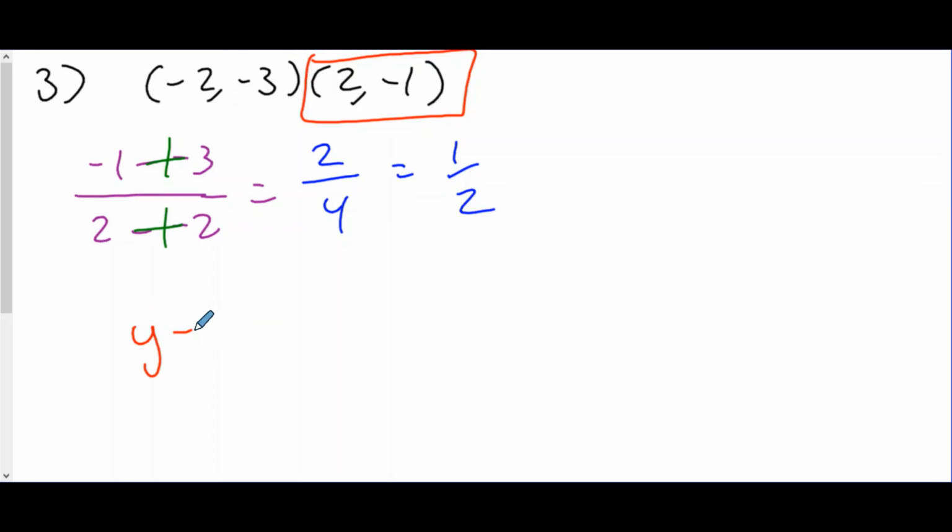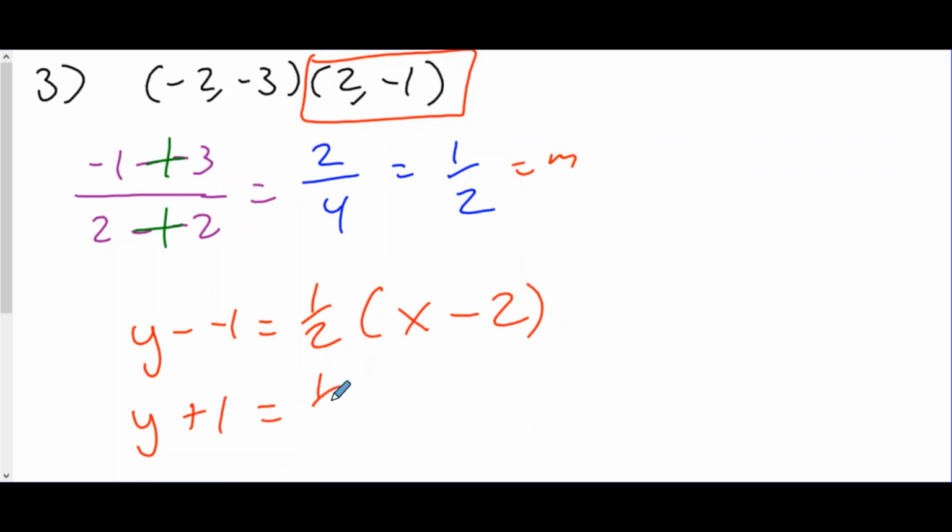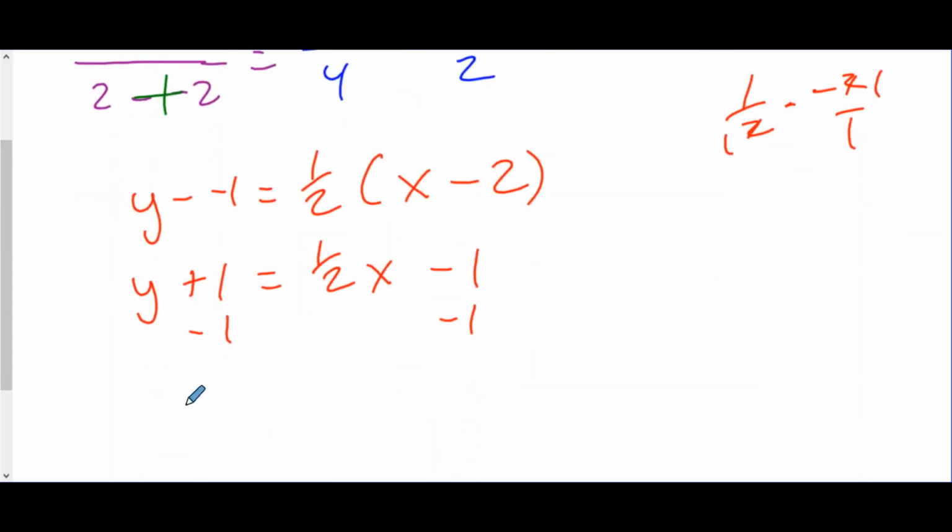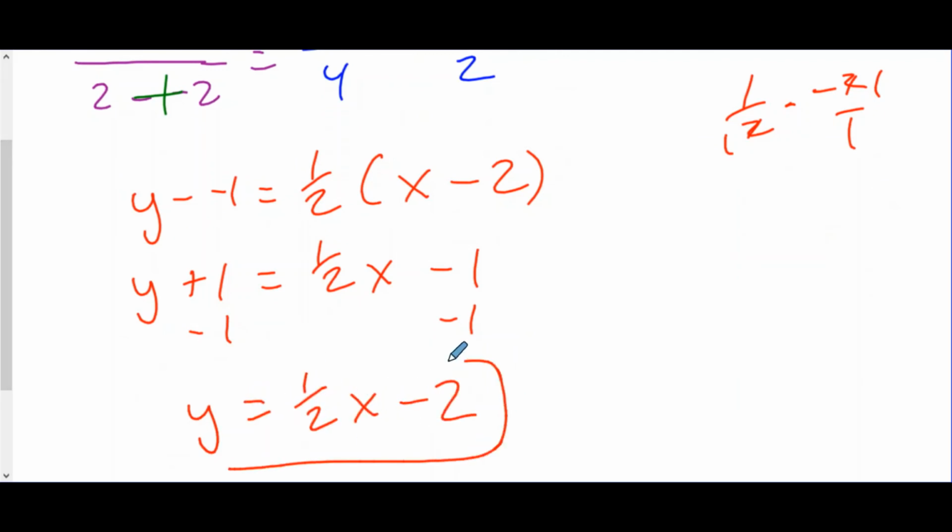y minus y1, which is -1, equals m, my slope, 1/2, x minus x1. Change that to plus, distribute 1/2 x, half times a -2. 2's do cancel out. -1 times +1, it's just going to be a -1. -1 on both sides. And y equals 1/2 x minus 2.